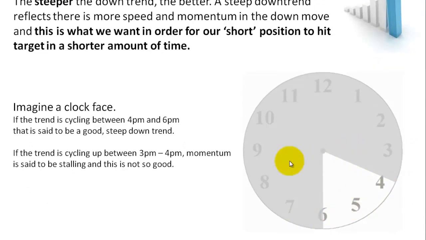If it's between 3 and 4, then we can say quite lucidly that there's not much speed and momentum behind it, or comparatively not much speed and momentum behind it. And of course, if we're between 4 and 6 p.m., then we've got a decent trajectory on it, which will mean that we'll be able to essentially hit target a lot faster and a lot sooner than if it was a little bit shallower, the trajectory of it.